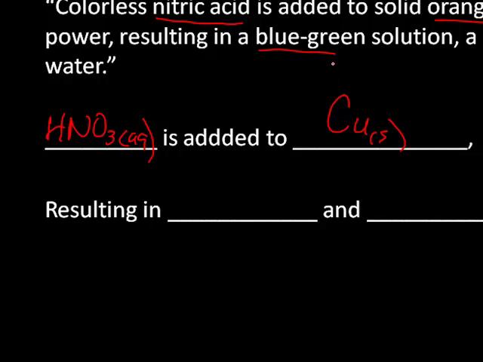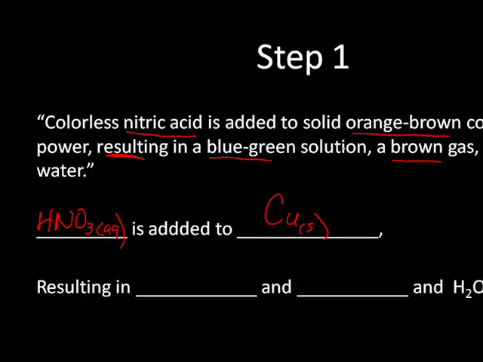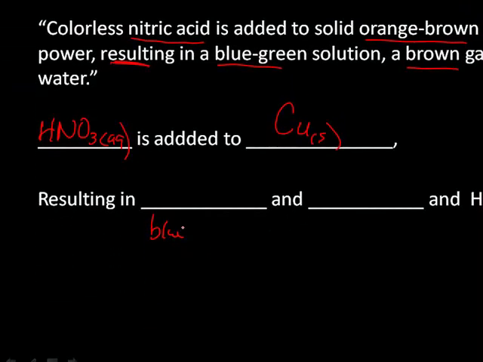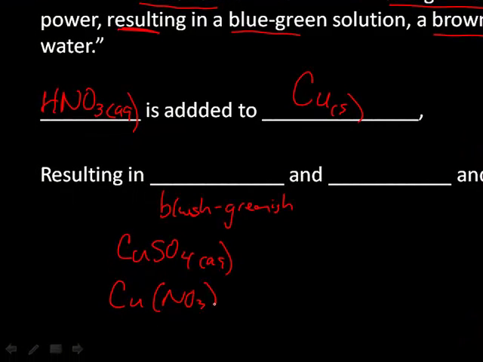Now, when these two are added together, it says it results in a blue-green solution. So the question is, what's the blue-green solution? What is that? We know it's a bluish-greenish color. So what are our options? One option you might have seen on our list is copper sulfate. Another option is copper nitrate.